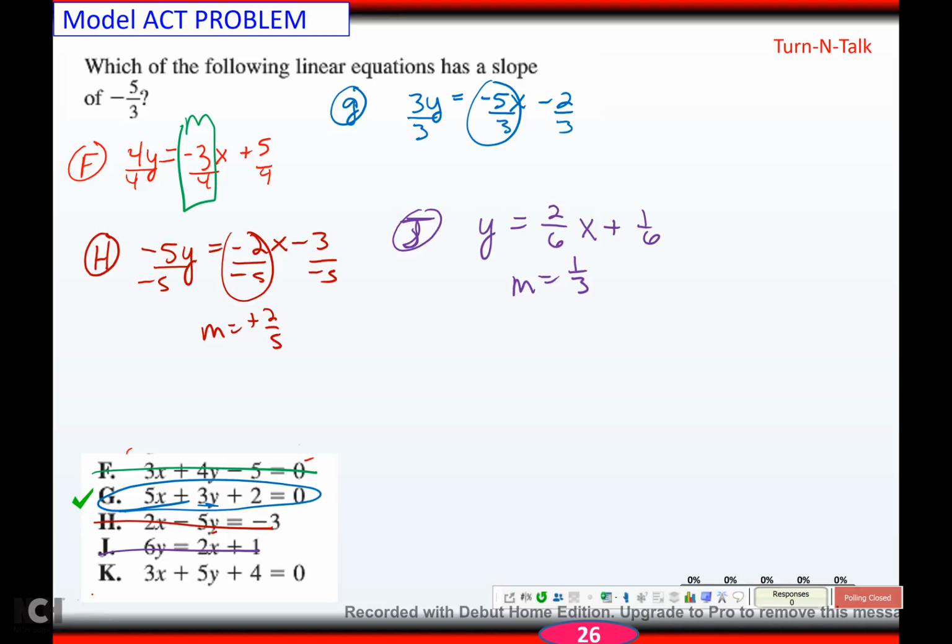And then finally I have K. To get y alone, I'm going to move these 3x and 4 over, so 5y equals positive 3x on the other side will be negative, positive 4 on the other side will be negative, divide by 5, and I get a slope of negative 3/5, but that's upside down. So G is my solution.